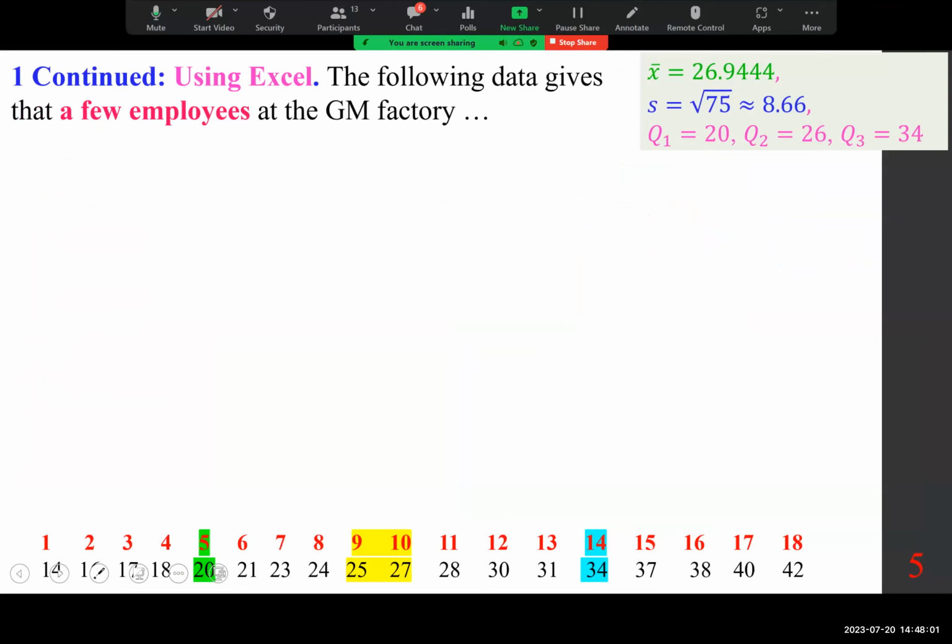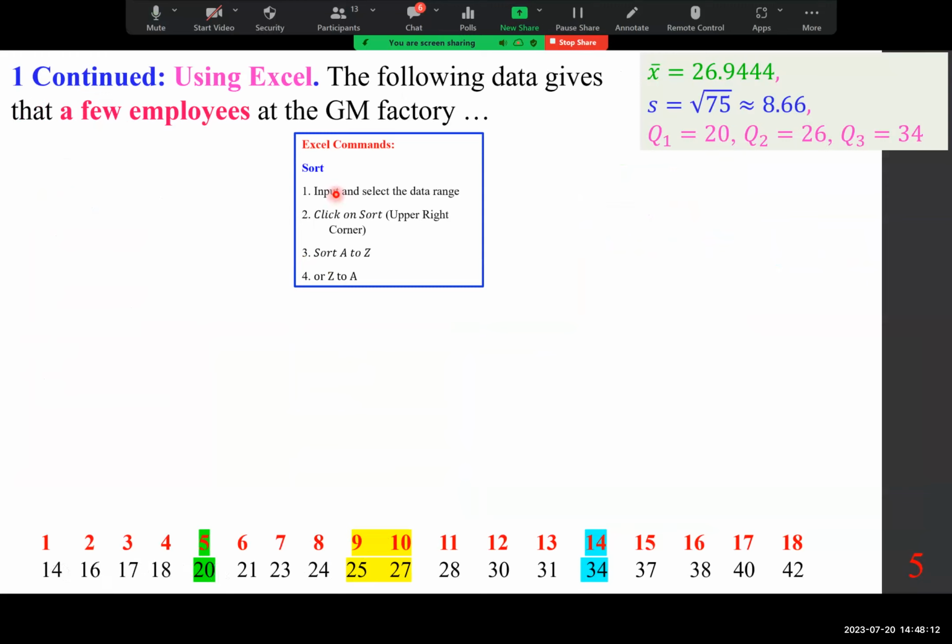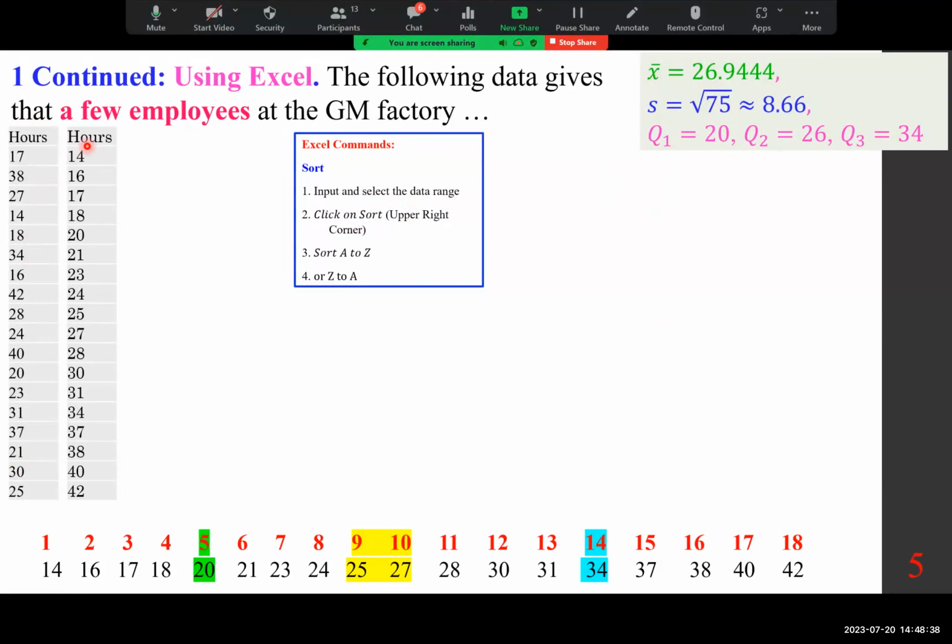I want to continue also showing you the information from Excel. First, you have to input the data into Excel, and then select the data range. Click on sort. There is in the upper right corner, you can go from A to Z or Z to A. So this is what you put in. Then you select them and you sort them, and it gives you the sorted version of the data.